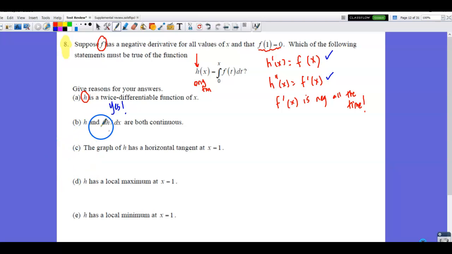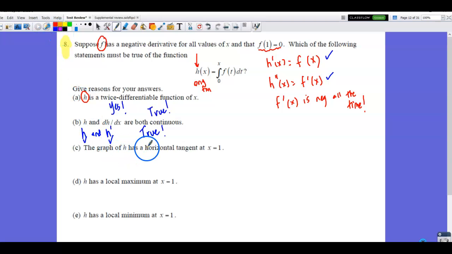Letter B. Look at this, h and h prime are both continuous. Well, based on the first question, since we know that there is a first and a second derivative, the second derivative existing tells us that h prime is continuous, and h prime existing tells us that h is continuous, so that is a true. Are they asking true or false? Yeah, this is a true. And this is a true. Has to be.